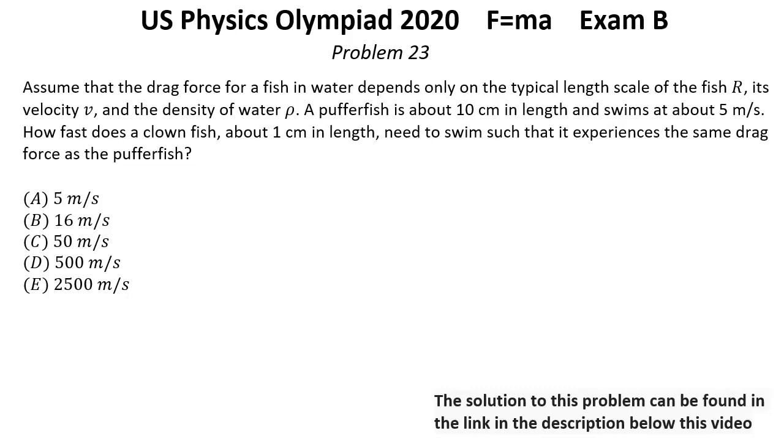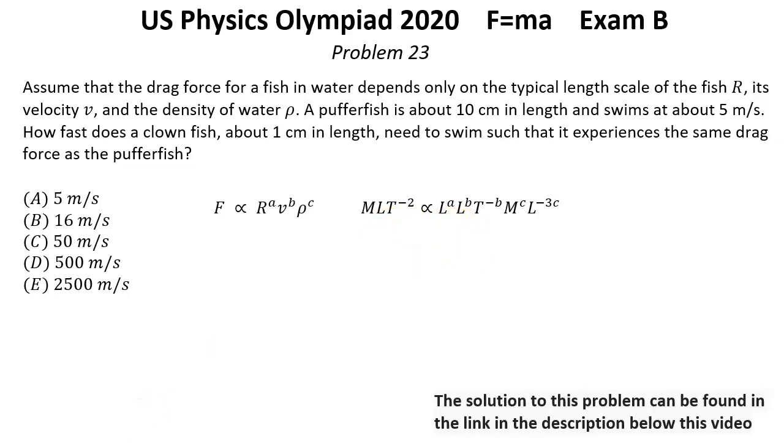Here we can use dimensional analysis. We have that the drag force depends only on length, speed, and density of water. So we can write a proportion: drag force is proportional to this expression. Here we need to find our coefficients a, b, and c. Now we can use dimensions for all these variables. So we have this expression. And now we just need to equalize powers on the left and on the right for the same dimensions.